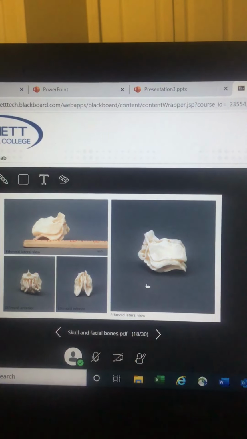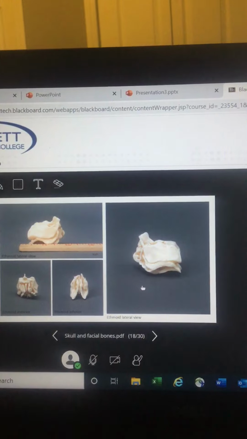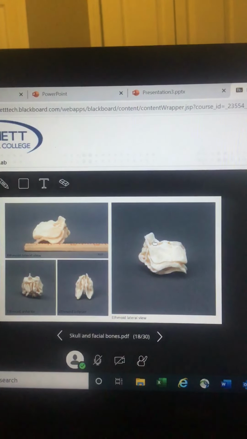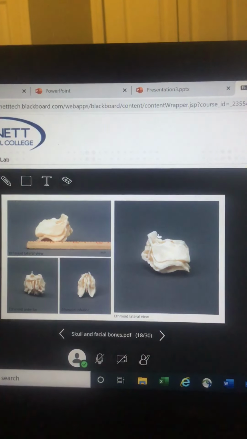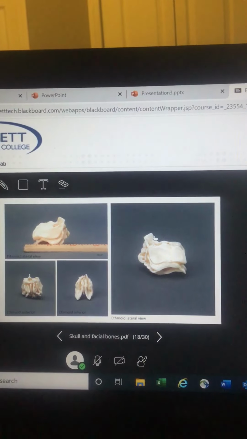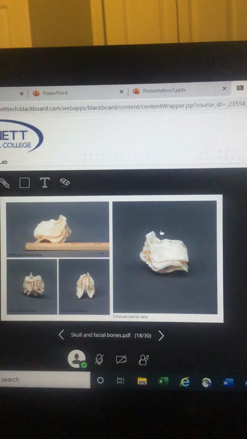And it is asterisk, so we need to know its function. Okay. So it functions as the anterior attachment point for one of the covering layers of the brain. So it is an attachment point for the brain. Okay.